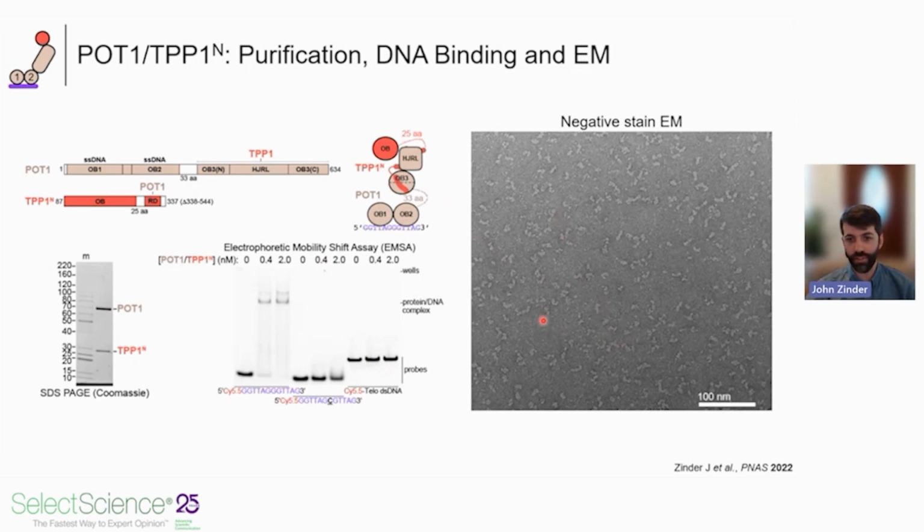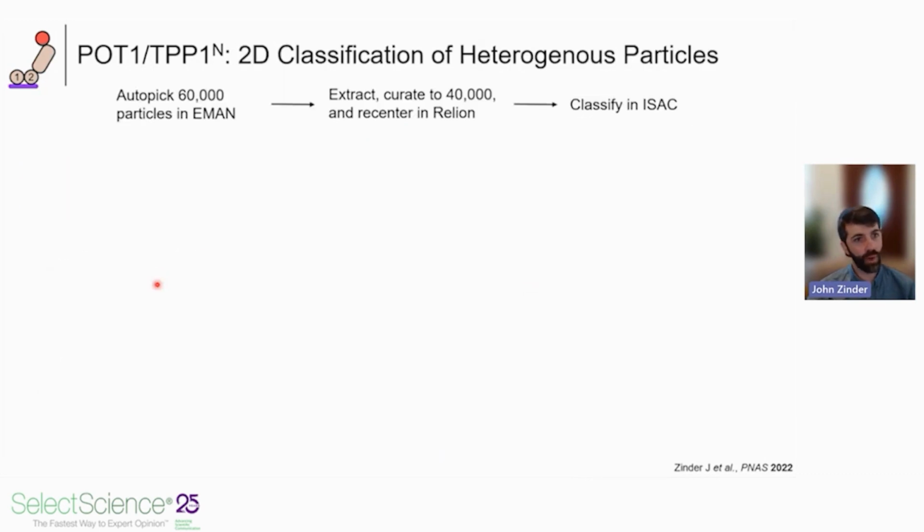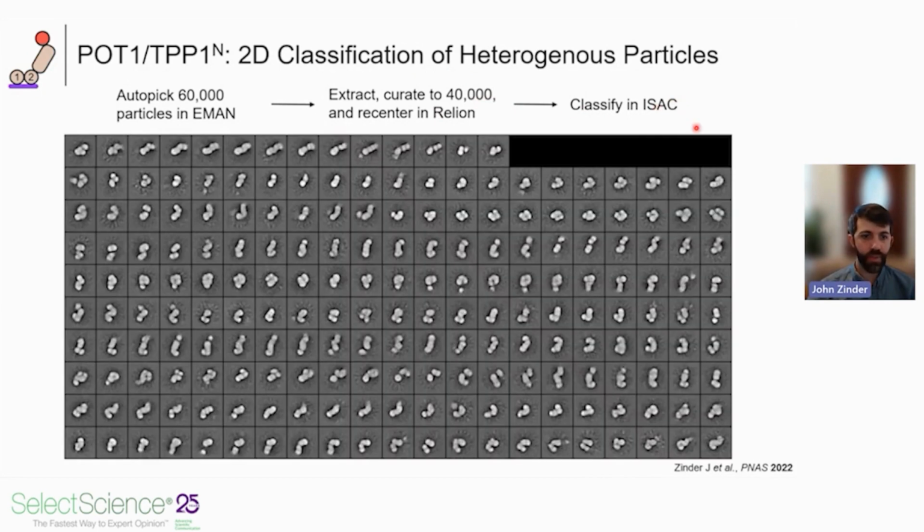Although if you sort of zoom in on this, you can actually notice that no two particles really look alike. So we needed to come up with a way to sort of parse highly heterogeneous data in negative stain EM. And there's a number of different data processing pipelines and programs available for that. What ended up working for us was to do our auto picking in EMAN, 2D classification in Relion to curate the particles and recenter them. And then we use that curated particle stack as an input for a 2D classification program called ISAC. And the output of that is shown here for POT1 TPP1.